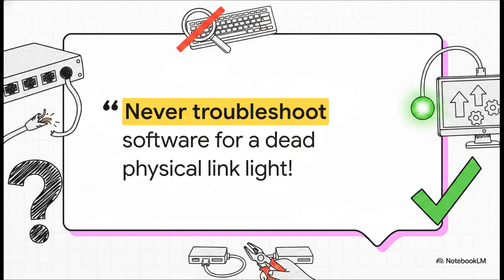So the absolutely crucial point here boils down to this fantastic rule of thumb. Never troubleshoot software for a dead physical link light. It is wild how much time gets wasted tweaking IP configurations, rebooting systems, or messing with network settings when a literal cable is just unplugged under a desk somewhere. Fix the physical layer first, get that green light, and then move to the software. It's a golden rule that will save you hours of frustration.